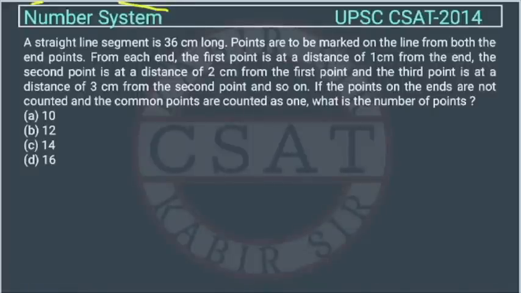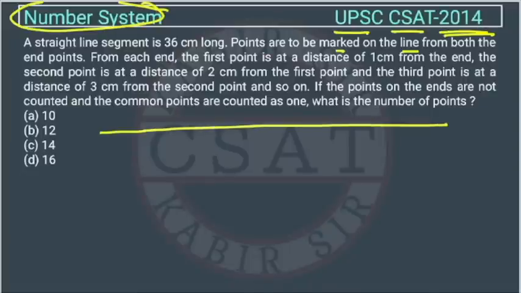This is a question from number system asked by UPSC in the CSAT paper of 2014. A straight line segment is 30 centimeter long. Points are to be marked on the line from both ends, right? So there is one line. This is 36 centimeter long. Okay. So points are to be marked, right? So we are making points on this line from both ends, from this end also and from this end also, right?